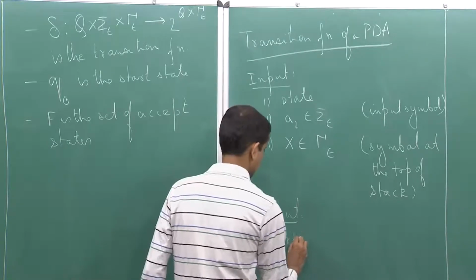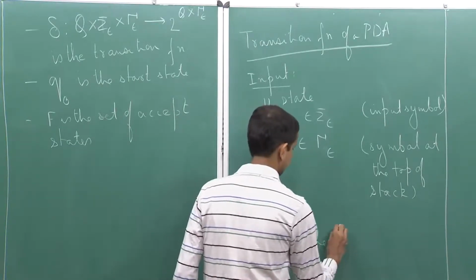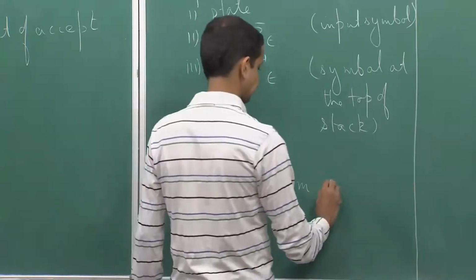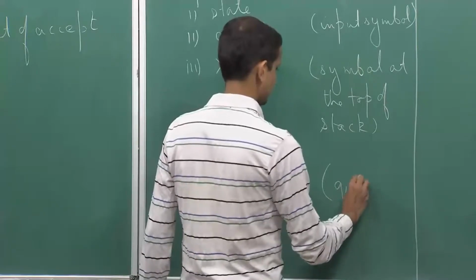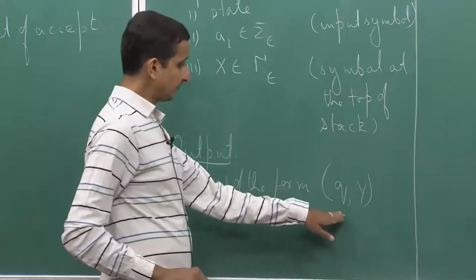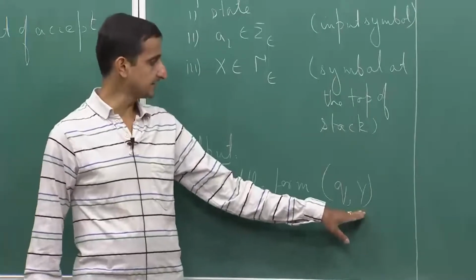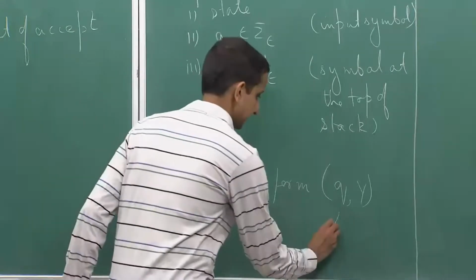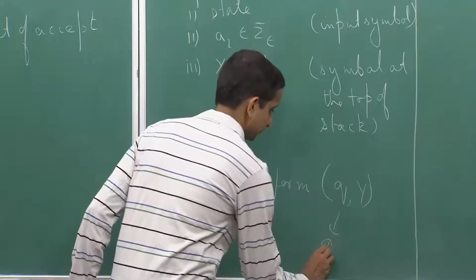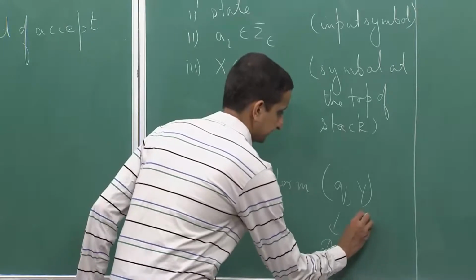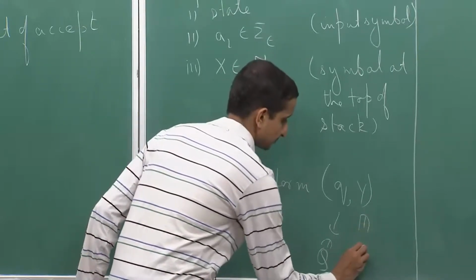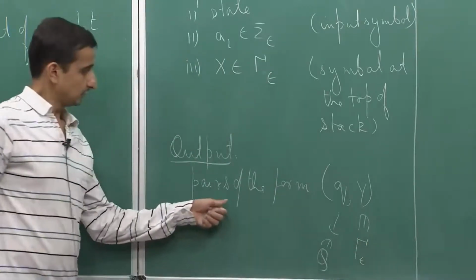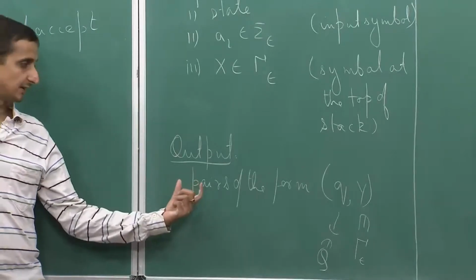What it is producing is pairs of the form some q comma y, where q is the new state that you go to and y is the symbol with which you replace x. This q belongs to capital Q, and this y belongs to gamma epsilon. So, what do I mean by pairs?